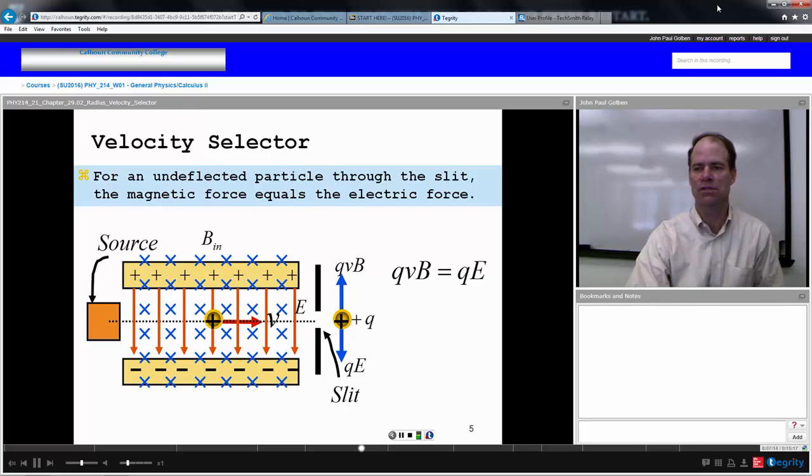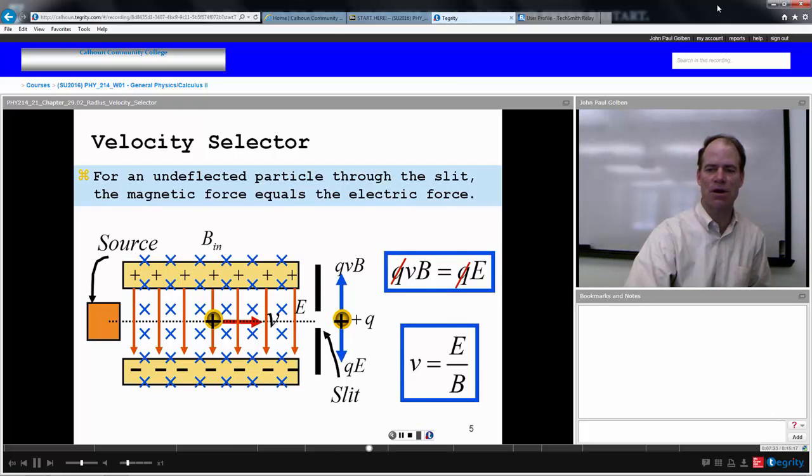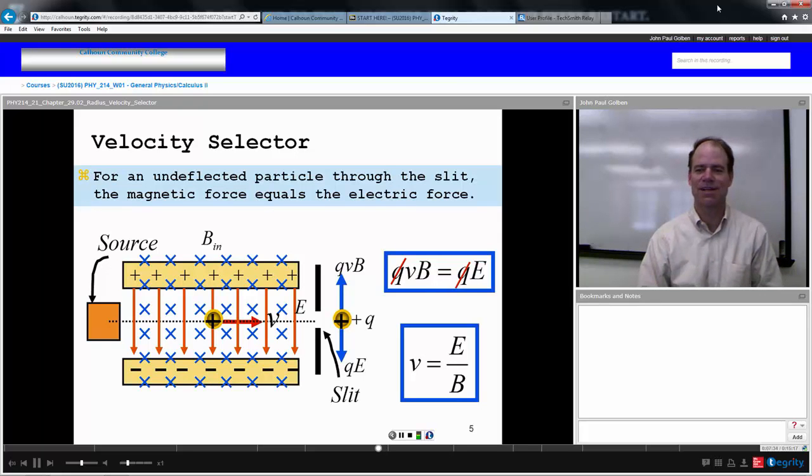In other words, qvB would equal qE. If we get rid of the charge on both sides of this equation, we would find that the velocity of the particles that finally escape through the slit of this velocity selector is going to be equal to the E field divided by the B field, the magnetic field. In other words, if I tweak the electric field and the magnetic field, I can tweak what velocity of particles I want coming out of this device. Cool.